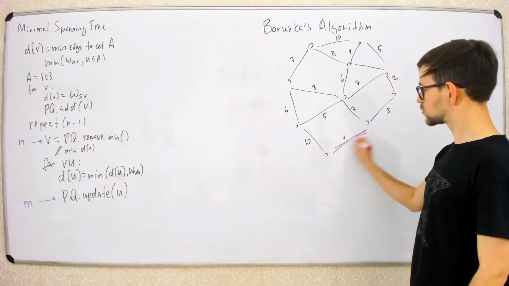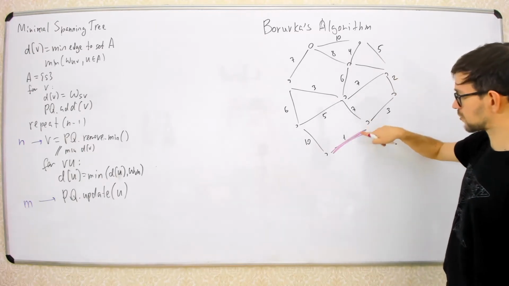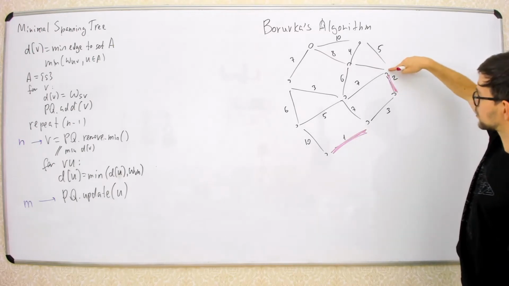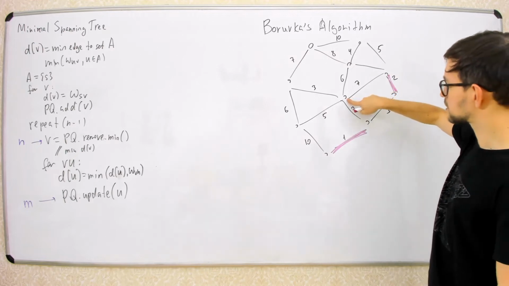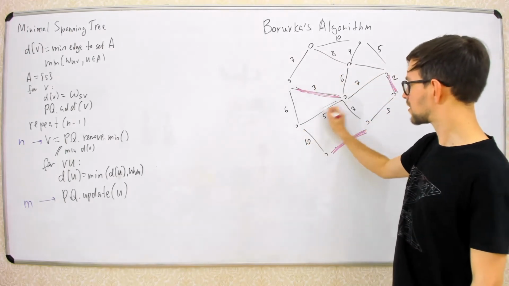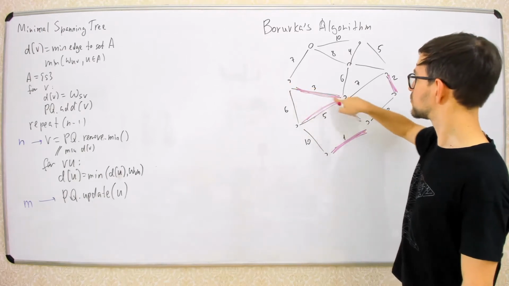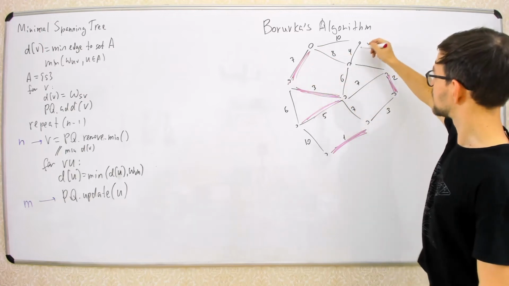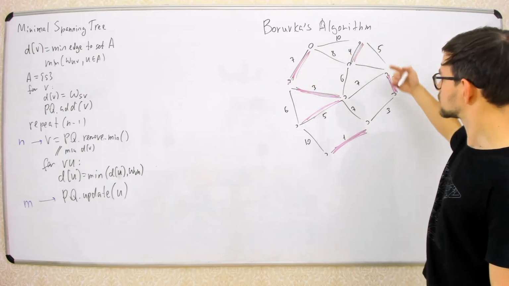We add this edge. Now for this vertex we find the same edge. For this vertex we find this edge. For this vertex we find this edge. For this vertex we find this edge. Here we find this 5. Here we find this 3. Here we find 7. Here we find this 4. Here we find 4, and so on.